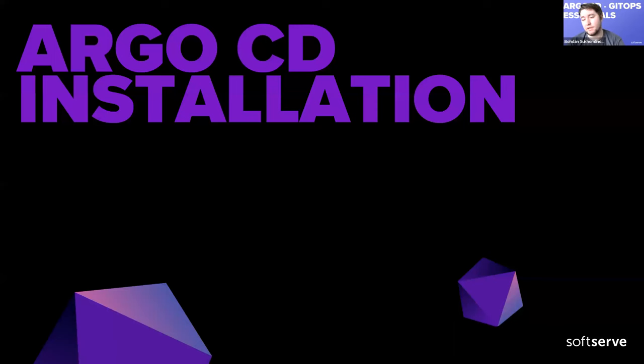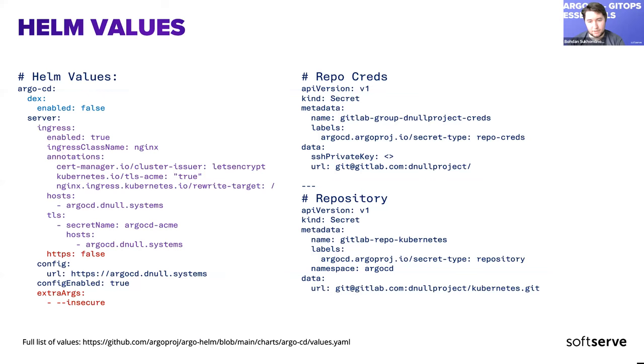Argo CD, how is it installed? As an ordinary application inside of Kubernetes, and we are using Helm to install everything there. You can get the whole list of values using the link below. They have official Helm values and a Helm repository, and they are all in sync. These are all the values you need for a minimal install, like shown here.